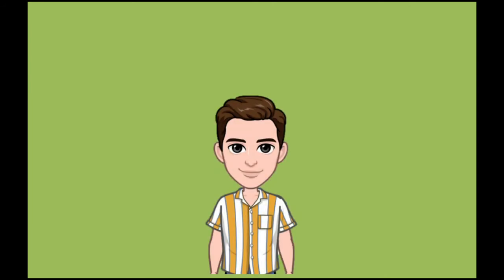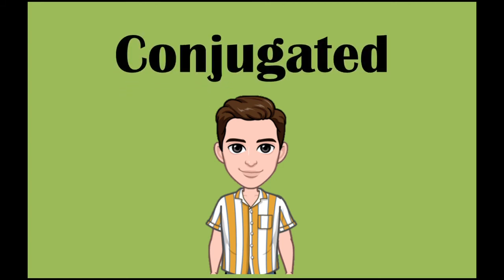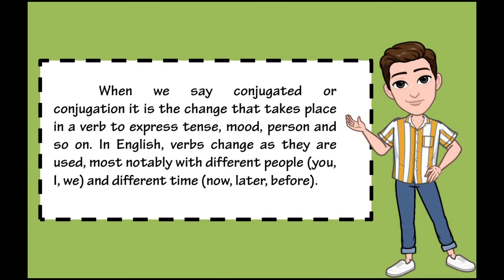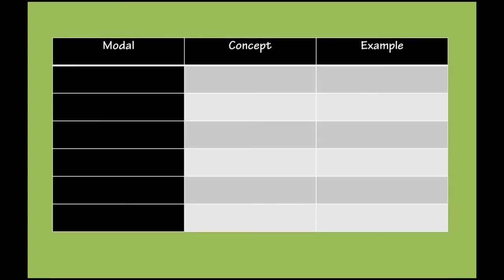We also have a few verbs which often serve as modals too. They need to be conjugated. When we say conjugated or conjugation, it is the change that takes place in a verb to express tense, mood, person, and so on. In English, verbs change as they are used, most notably with different people: you, I, we, and different time: now, later, or before. The following are the verbs that serve as modals.